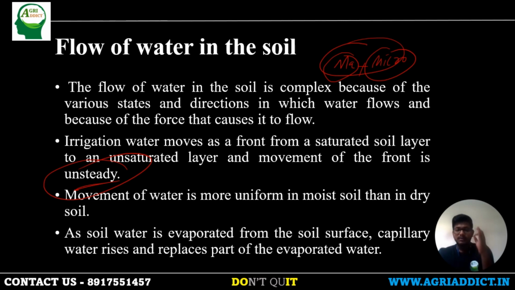Movement of water is more uniform in moist soil than in dry soil. When there is a large amount of water, the movement will be fairly constant. But in dry soil, the movement will be very unsteady. So from this slide we highlight two points: one, the movement of water is from saturated to unsaturated, and two, the movement is more uniform in moist soil than in dry soil.